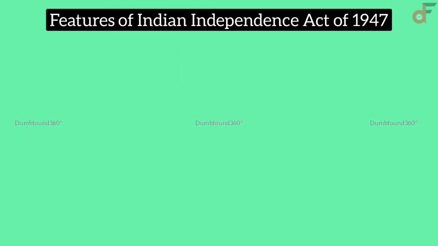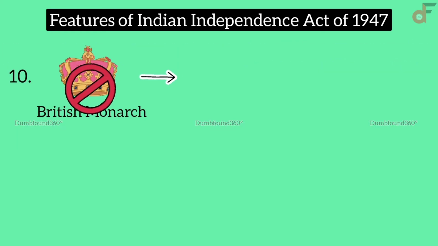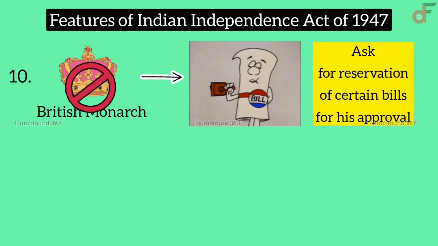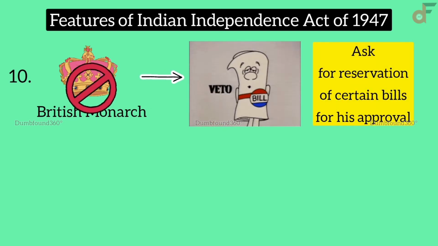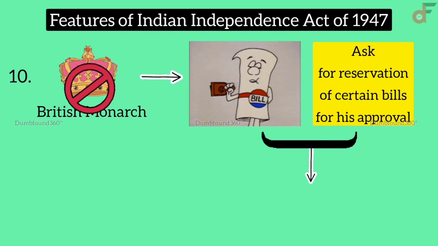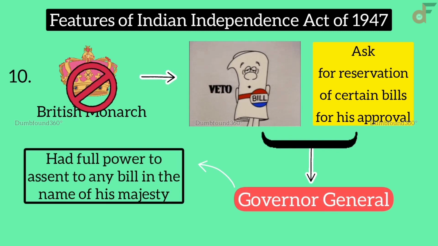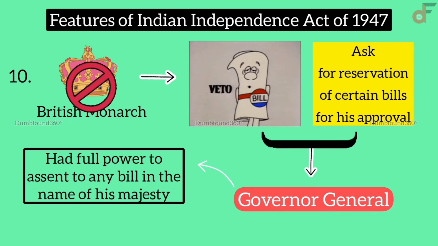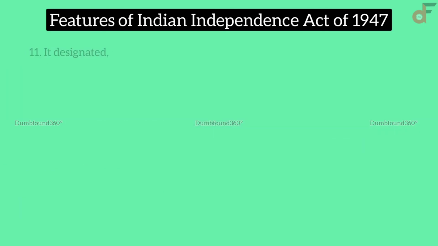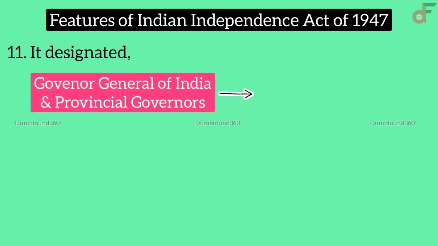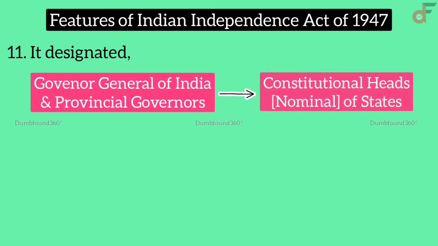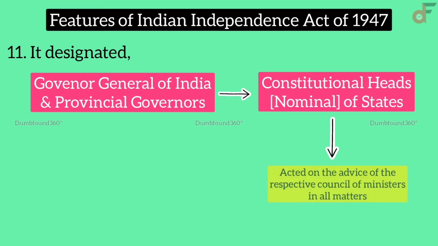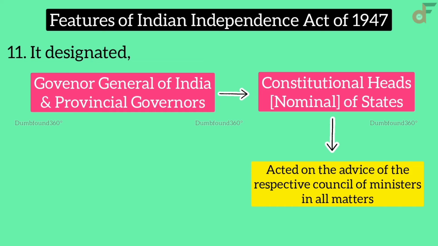10. It deprived the British monarch of his rights to veto bills or ask for reservation of certain bills for his approval. But this right was reserved for the Governor General. The Governor General would have full power to assent to any bill in the name of His Majesty. 11. It designated the Governor General of India and the provincial governors as constitutional heads of the states. They were made to act on the advice of the respective Council of Ministers in all matters.